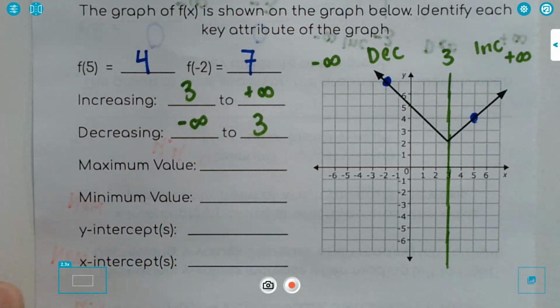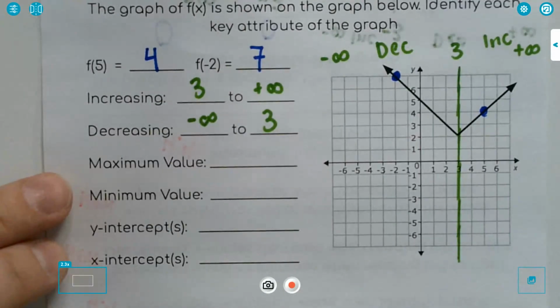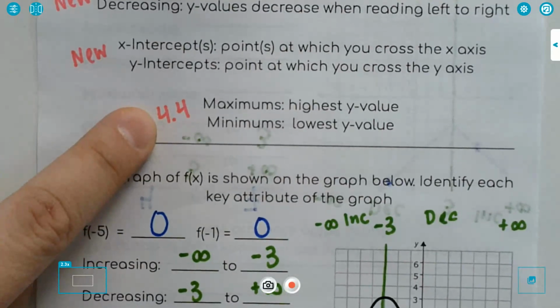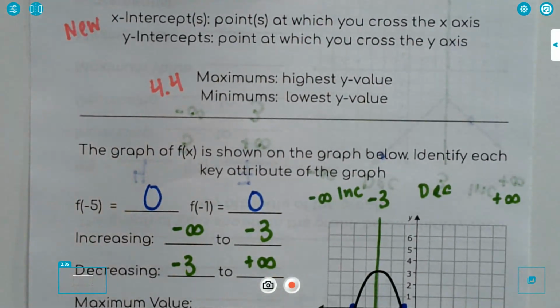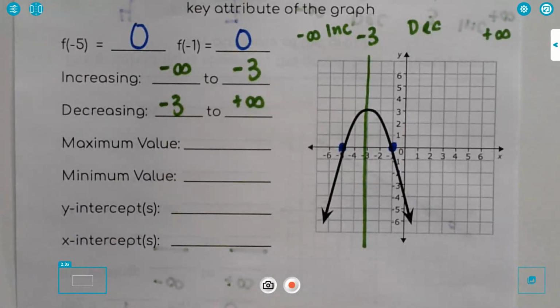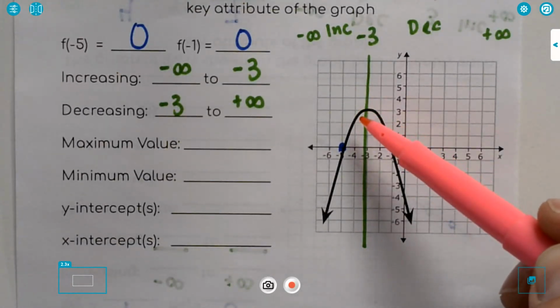Alright, let's go do maxes and mins next. I just realized I switched those on the examples. So the next thing we're going to do is maxes and mins, and that's one that we already know how to do. Maximums are our highest y values, minimums are our lowest y values. For our problems today, we're going to have either one, the other, or neither. We'll never have both.